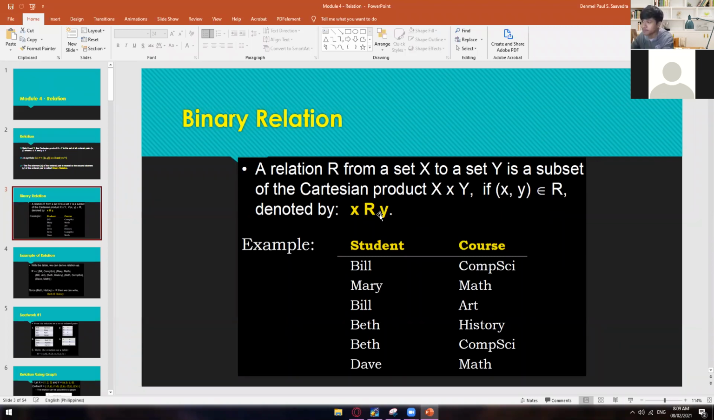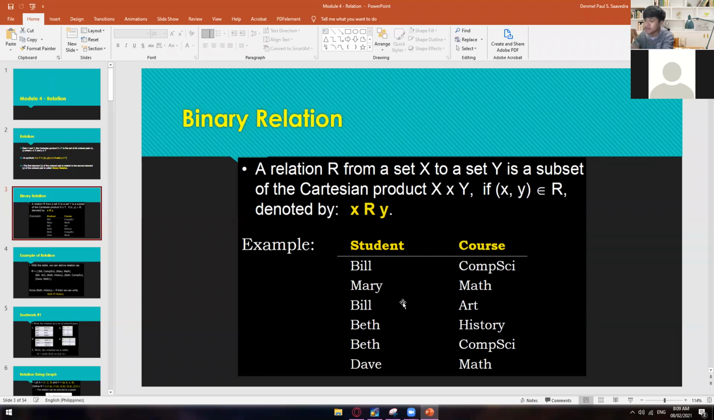In here we have the student and then the course. Bill is related with Comsci, meaning maybe the course of Bill is Comsci. That is what he is taking right now. And then Mary is related with math, maybe because this is the course that she is taking right now. And the same with this one.